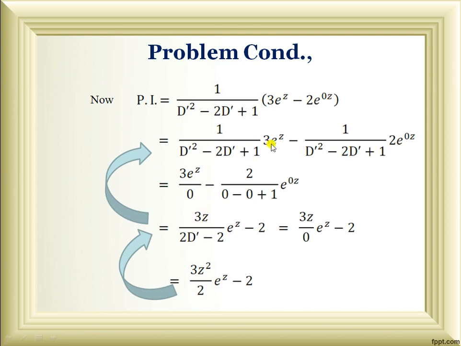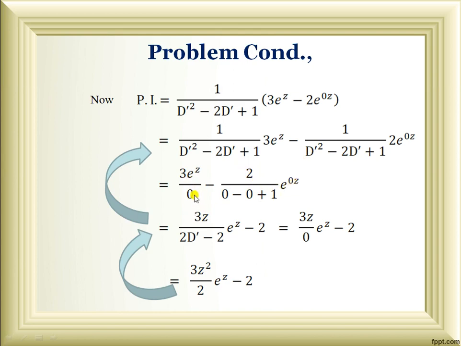In the first term, the function is 3 into e power z. So I am using the replacement D' is equal to 1, because the e power z coefficient is 1. After replacing D' is equal to 1, the denominator becomes 0 in the first term. Let us move on to the second term. Here the e power z coefficient is 0, so we need to replace D' is equal to 0. After replacing, I will get minus 2 by 1 into e power 0z.